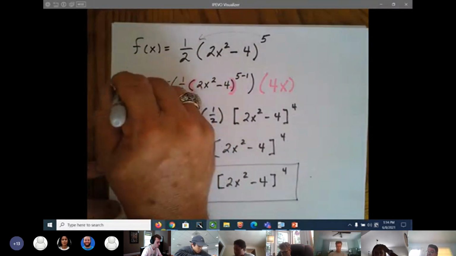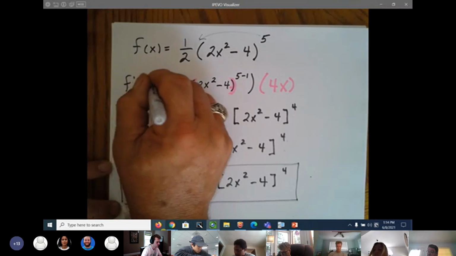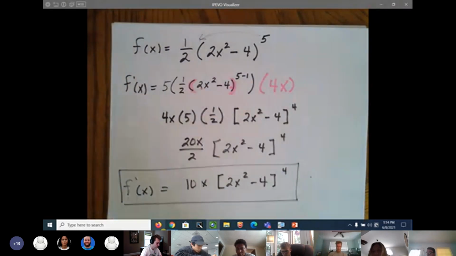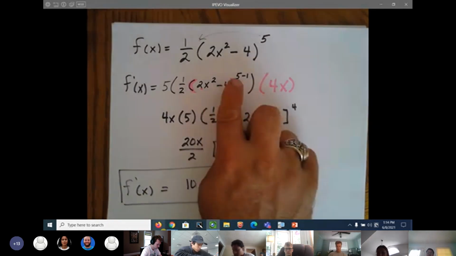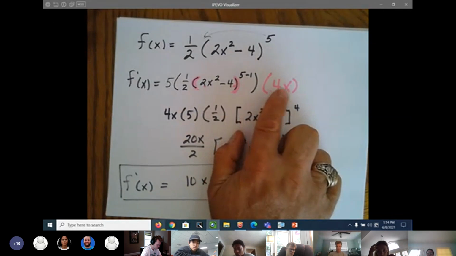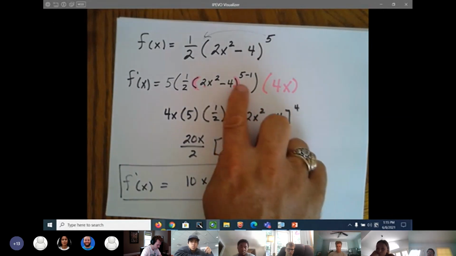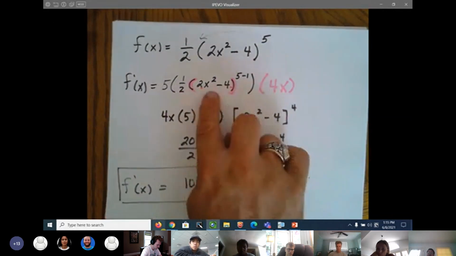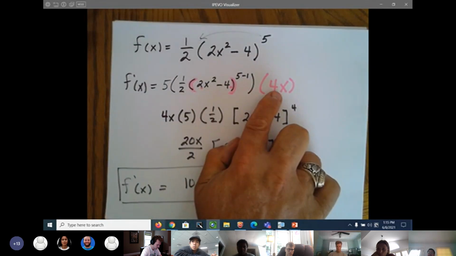Now, there are some other applications, and we're going to get into that, but not right now. But that's the gist of the chain rule. The gist of the chain rule is right there. You've got to multiply the power rule by the derivative of what's inside the parentheses.